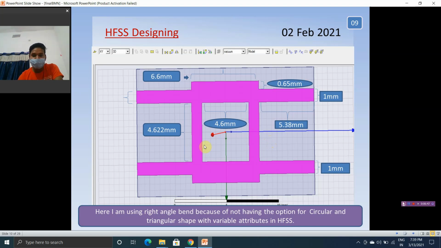Till then, start learning about what a branch line coupler is, what the S parameters are, and what the angle difference at the output ports should be. You need to know all these things. I have also given you a brief idea about the branch line coupler here.